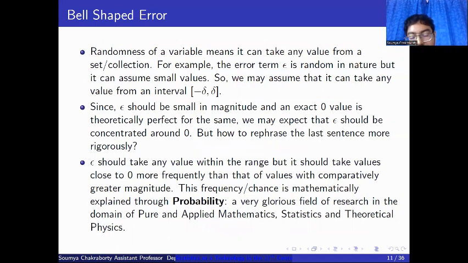So randomness of a variable means it can take any value. Since epsilon is small in nature, we assume that epsilon takes values in an interval minus delta to delta, which is centered around 0, and delta is a small term, maybe 0.01 or 0.001. So the mathematical nature of epsilon should be that it can take any value within the range minus delta to delta, but it should take values close to 0 more frequently than values with comparatively greater magnitude.